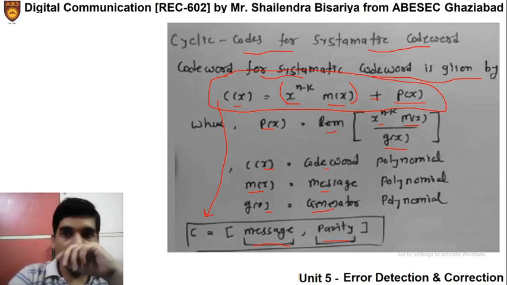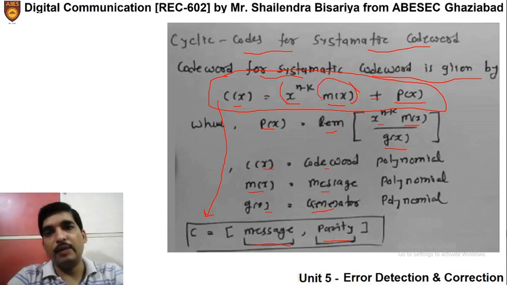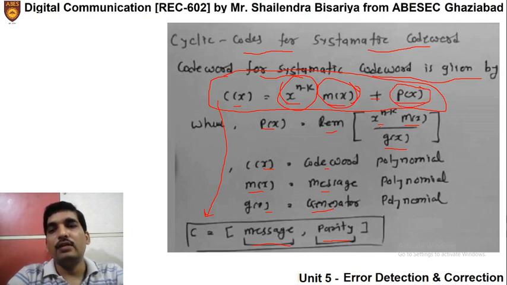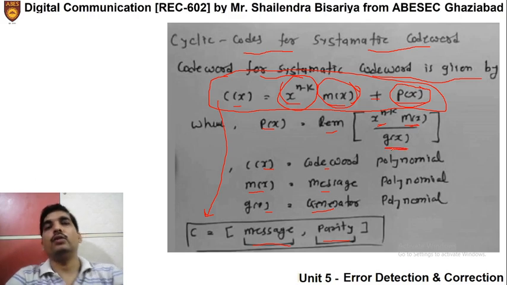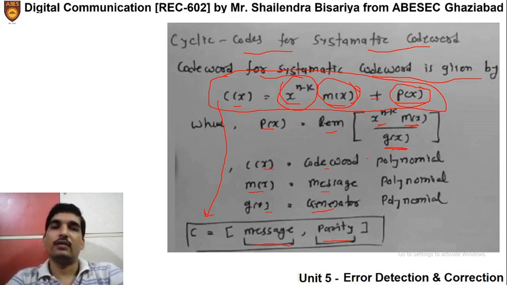So what we need to do: first we find the mx polynomial and multiply it with x to the power n minus k. Then we find another polynomial px, which is x^(n-k) into mx divided by the generator polynomial. Okay, now let us do this with the help of an example to understand it in a better manner.